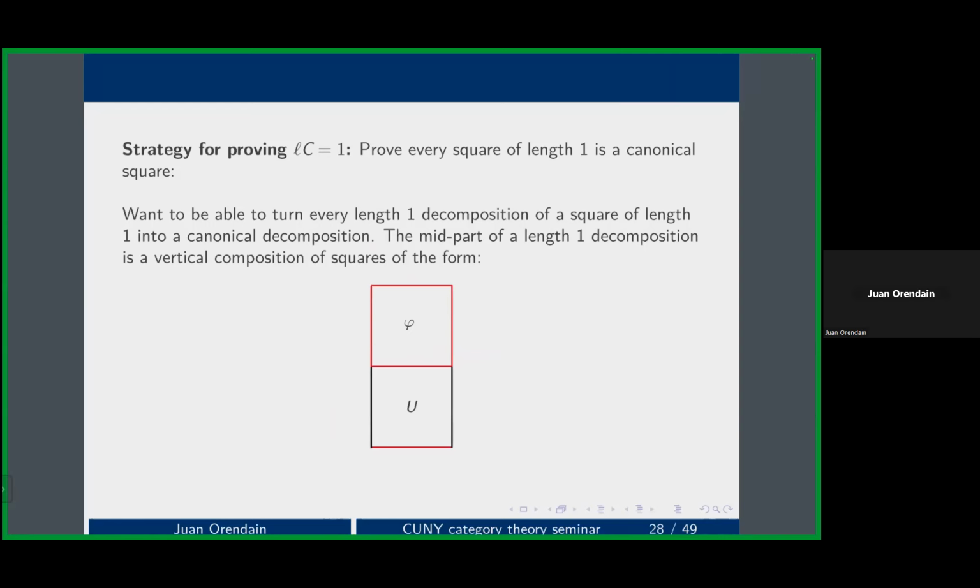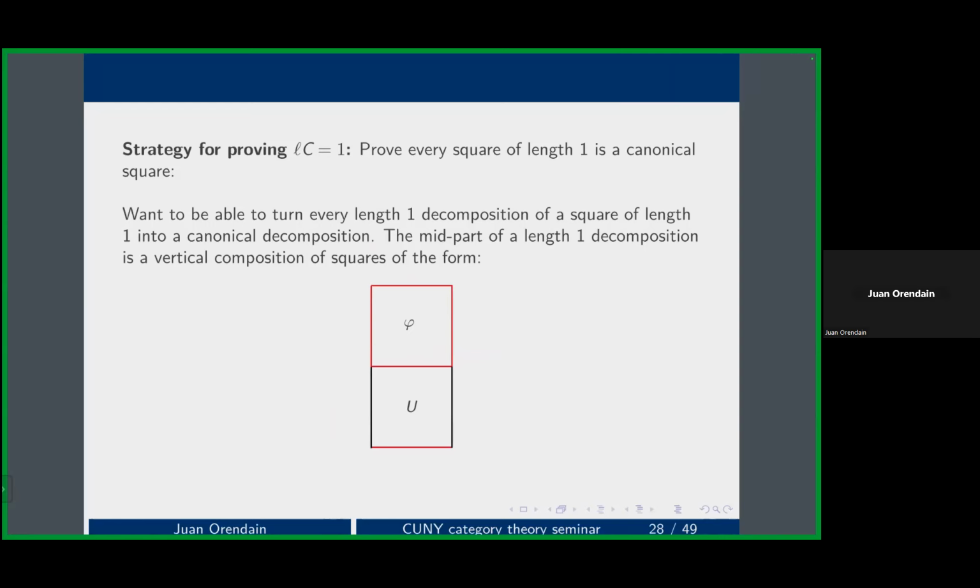So we're given a square of length 1. Somehow we want to shuffle all the squares in this length 1 decomposition, this thing with the top bond, bottom bond, and stuff in the middle, to reshuffle the stuff in the middle in such a way that we get a canonical decomposition. So that would boil down to the thing in the middle in a length 1 decomposition of a length 1 square, which is a vertical composition of things like this: a red boundary square followed by a horizontal identity square.